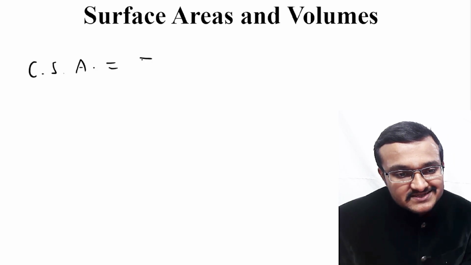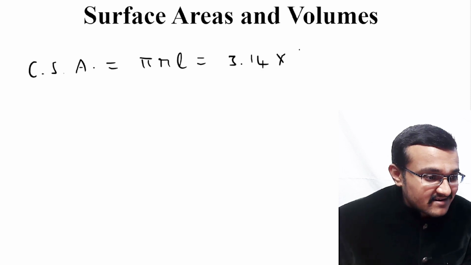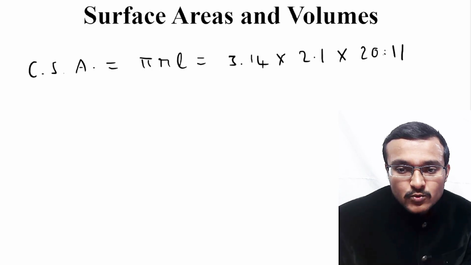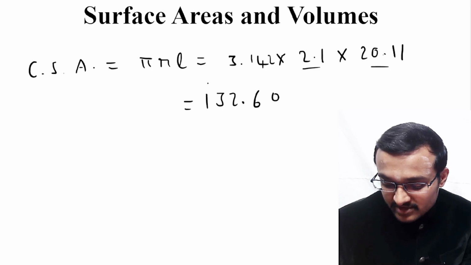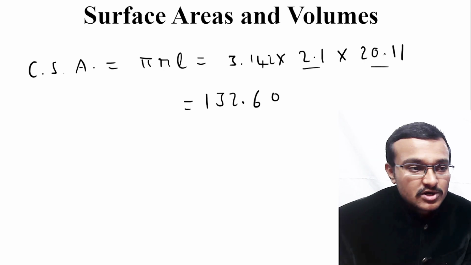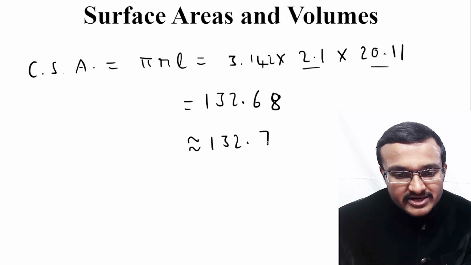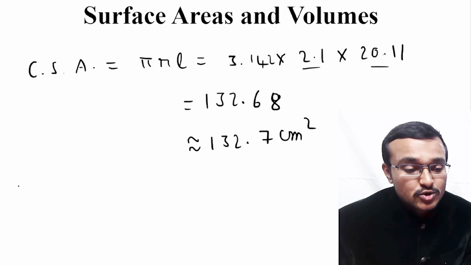So now what is CSA? CSA is pi RL. So pi is 3.14, R they have given as 2.1, and L we have calculated as 20.11. So here CSA is 3.14 into 2.1 into 20.11. So almost it is equal to 132.68, or you can consider this as 132.7 centimeter square.